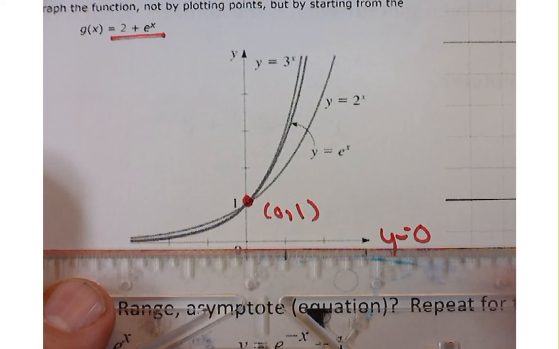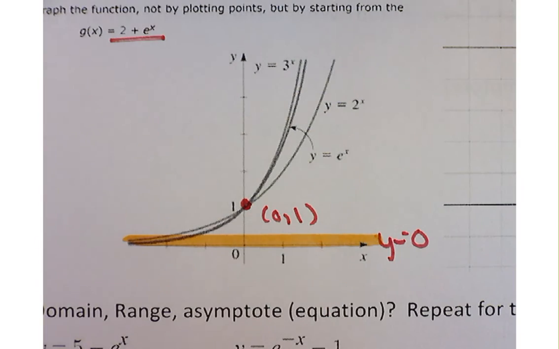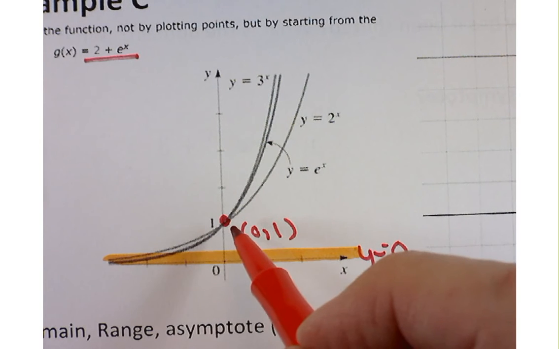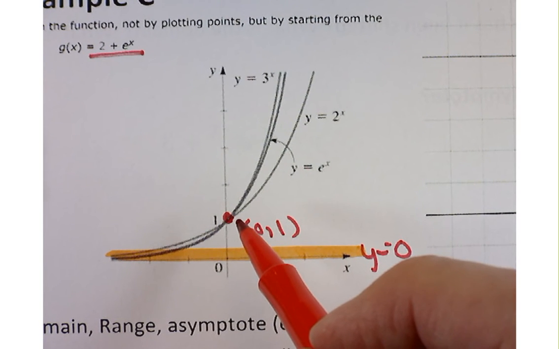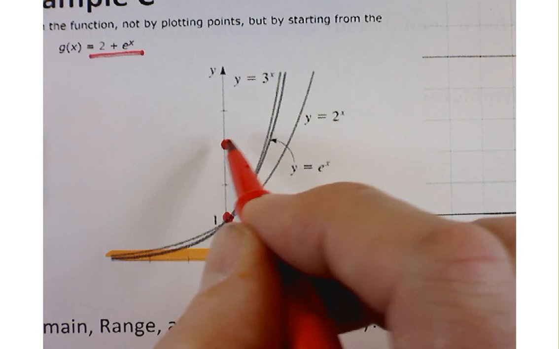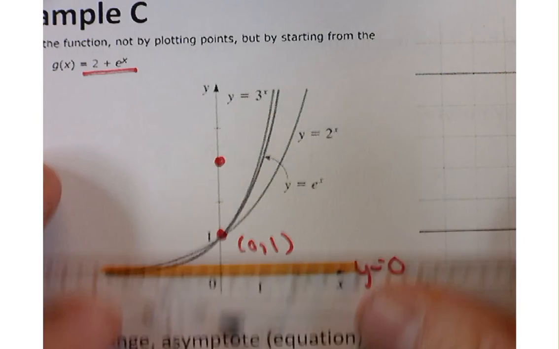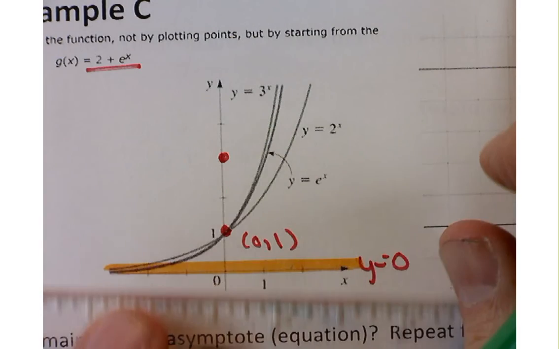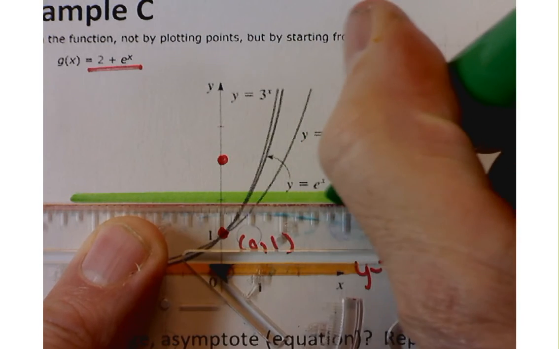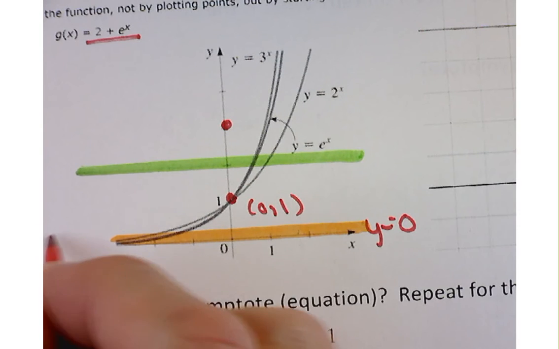Now there's a couple things that get shifted up by 2. One of them is going to be my horizontal asymptote. But the other one is going to be this point. The point that was at 0, 1, where is it going to be now for my new graph? Yeah, at 0, 3. It got shifted up by 2, just like everything else. And now instead of y equals 0, I'm going to have a line at y equals 2. And that's going to be my new horizontal asymptote. So y equals 0 and y equals 2.